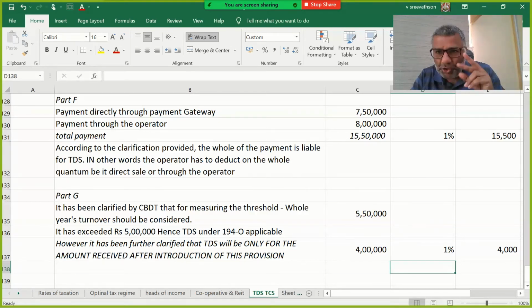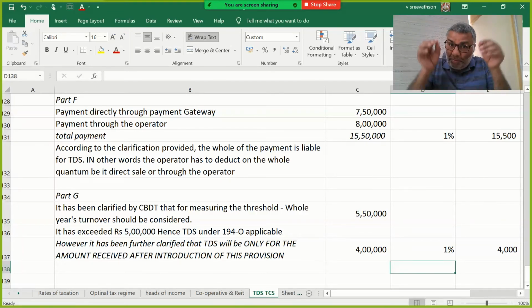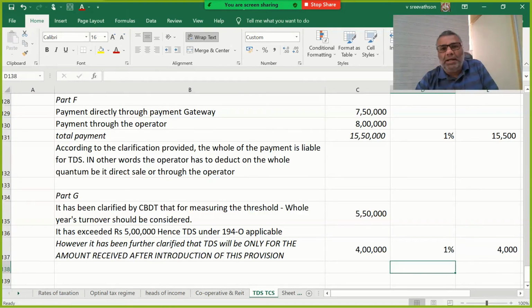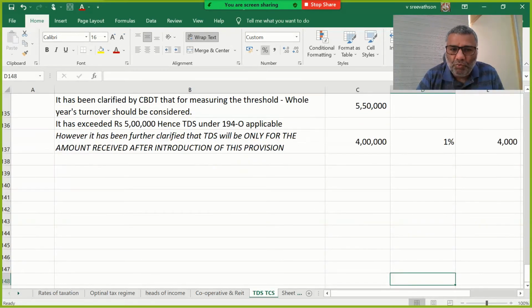So, there are two things. The same applies in 206C(1H). Even though the consideration received before October 1st is more than 50 lakhs, that will not be applicable for TCS. But to measure whether the assessee is liable to collect TCS or not, the whole year's turnover is considered. So that clarification is for both 206C(1H) and 194O, because both have the same date of introduction.